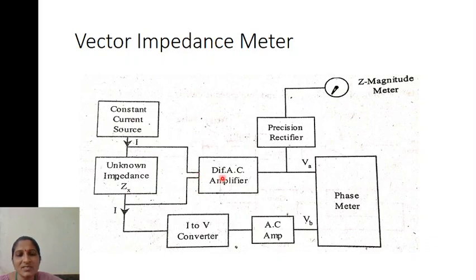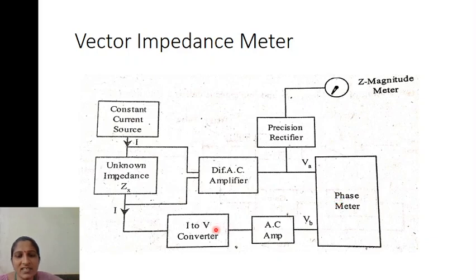So from this you can get a voltage signal. This is one phase angle and this is the other. This is one voltage and this is the other voltage. Between these two voltages, whatever the phase angle will be there, that will be represented by the phase meter.